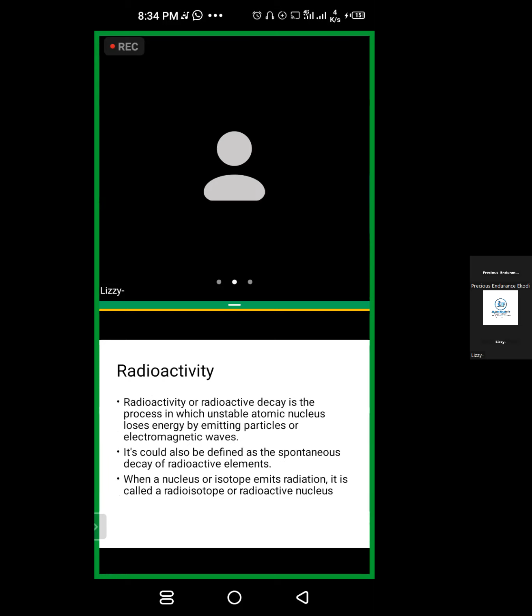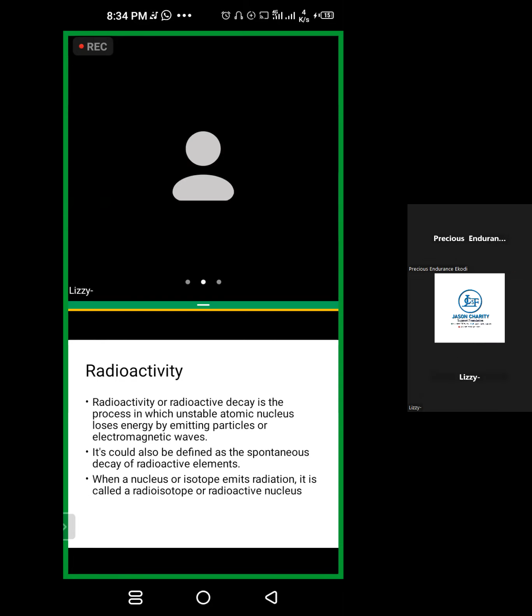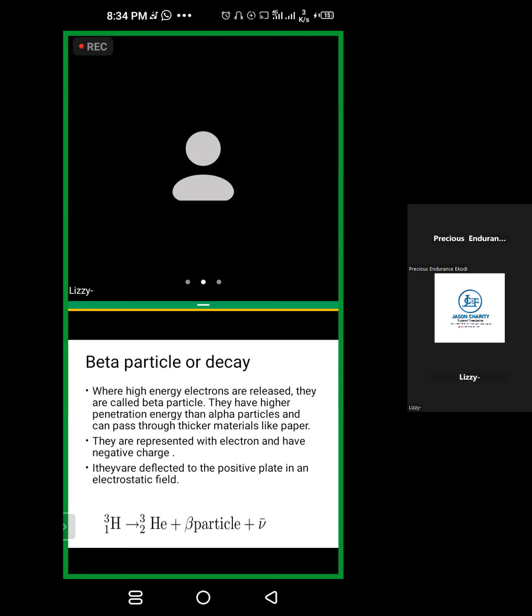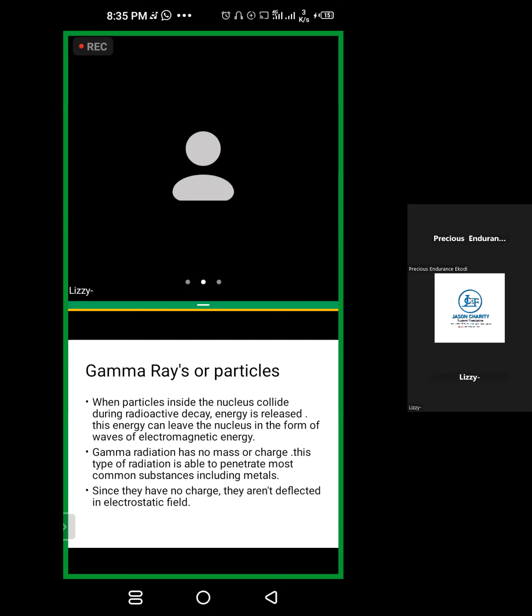And then we say radioactivity or radioactive decay is the process whereby unstable atomic substances emit particles spontaneously, most times on their own. We said a substance that undergoes this is called a radioactive isotope or a radioactive nucleus. So there are three types of radiation: alpha, beta, and gamma. Alpha particles are positively charged, have low penetrating energy, and are deflected to the negative pole in an electrostatic field. The beta are negatively charged, have a higher penetrating energy, and are deflected to the positive pole. Now, for the gamma rays, these are not deflected.